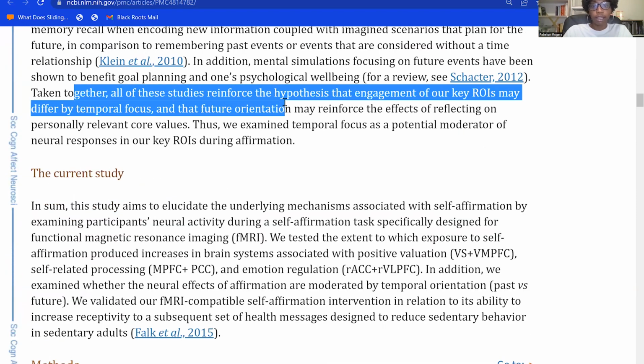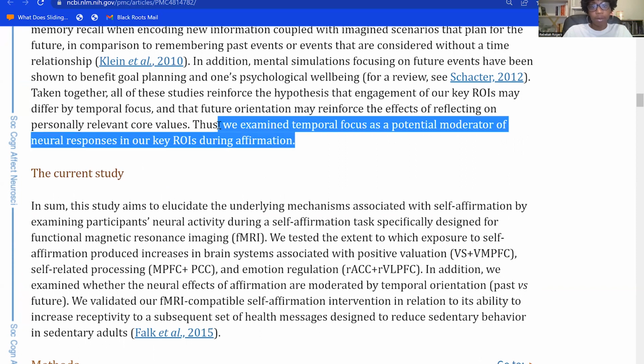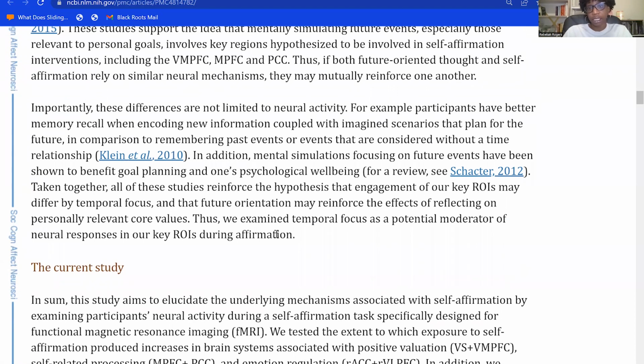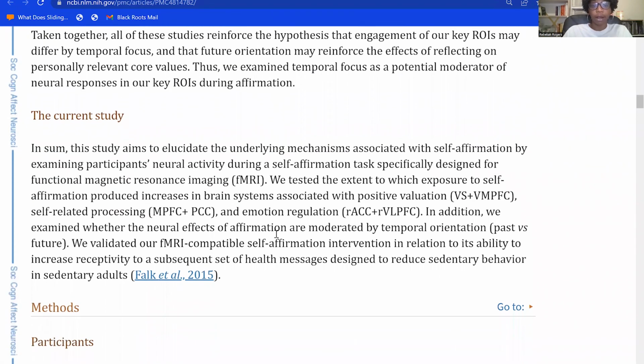Taken together, all of these studies reinforce hypothesis engagement of our key ROIs. I don't remember what an ROI is. Region of interest. Do you remember? Temporal focus, future orientation, reinforce effects. Cool. Examine temporal focus as potential mediator. Thus is really the only sentence that I need to read of this background to give me everything. Everything else is just foundational information to get me to the thus sentence.